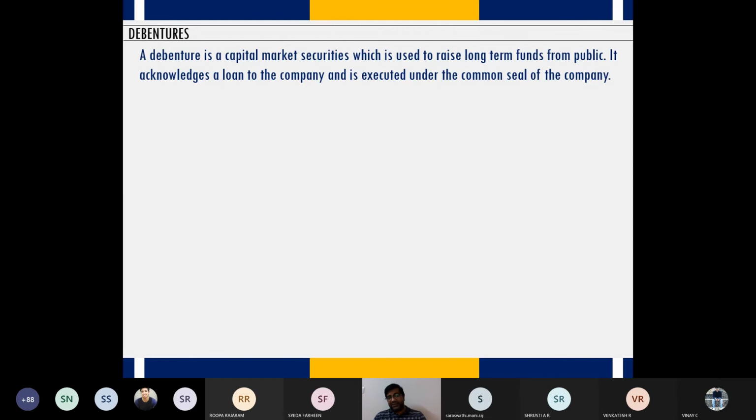The public also benefits, because as I told you, debentures carry an interest rate which is more than other forms of interest rates. It's more than what a fixed deposit offers, more than what a savings bank account offers, and more than what a public provident fund offers. Therefore, it's a win-win situation for both the company as well as the investor.